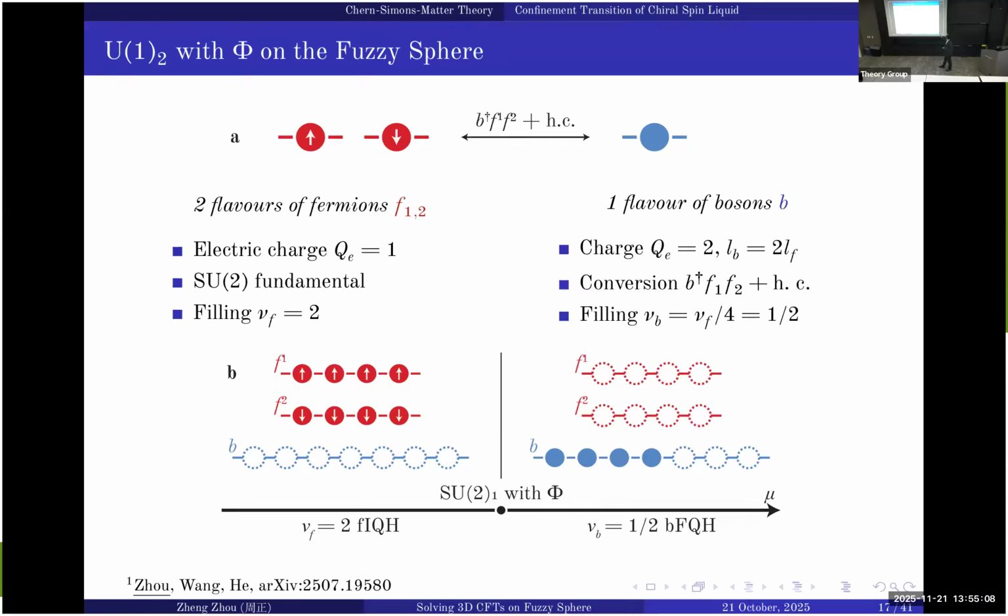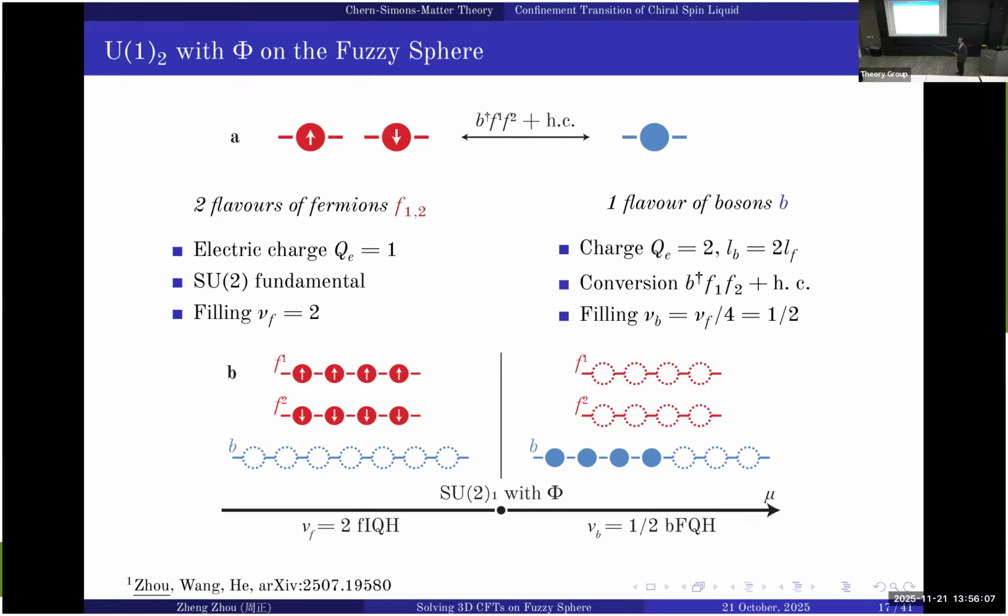And we allow the conversion between 1 boson and 2 fermions. And the 2 flavors of fermions carry the fundamental representation of an SU2 flavor symmetry. On the one side, we set the fermions to be fully filled, so the fermion filling is 2, and the boson to be fully empty. Now, if we move everything to the bosonic degree of freedom, the number of particles becomes half, because 2 fermions go to 1 boson, and the number of orbitals becomes twice, so that the boson filling is a quarter of the fermion filling, which is a half. This allows us on the bosonic side to realize the one half filling bosonic fractional quantum Hall state.